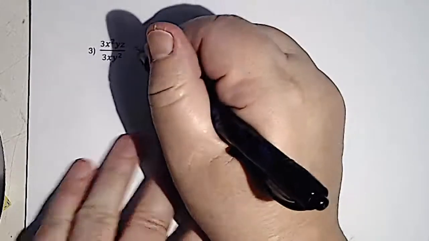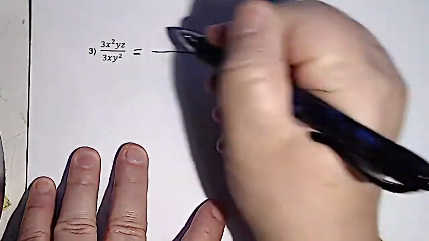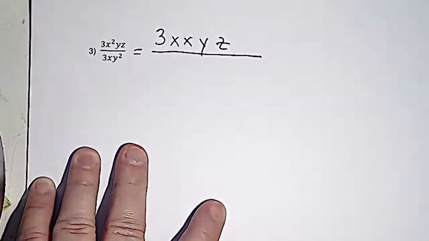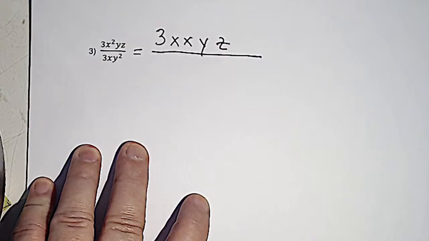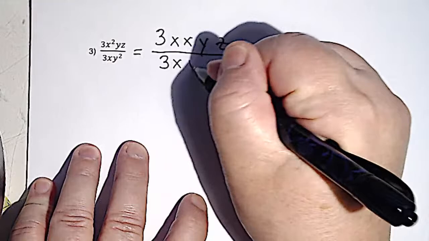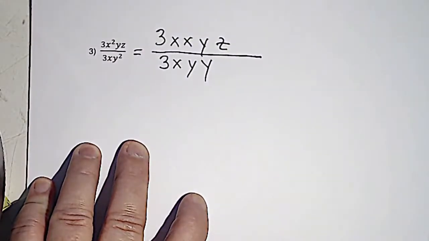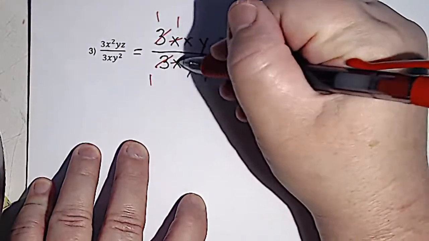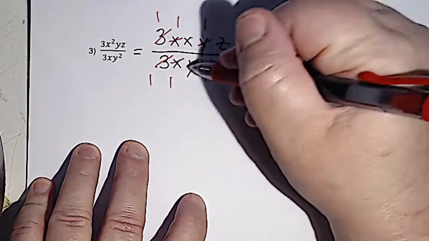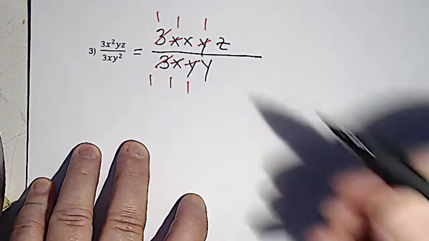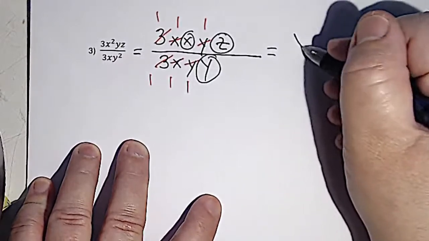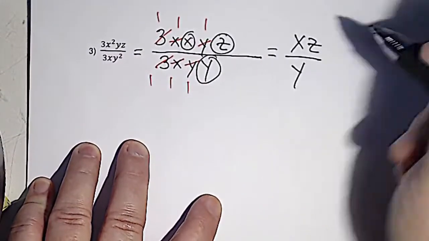Okay, this is getting a little more complicated. I've got 3x, x, y, z up on top. Take a look, confirm that you agree. 3x, x, y, z. And then down the bottom, I've got 3x, y, y. Okay, let's talk about what cancels. 3, yay! An x, yay! A y, yay! And that's it. So I've got an x and a z up here and a y on the bottom. So I think I've got xz over y. What do you guys think?